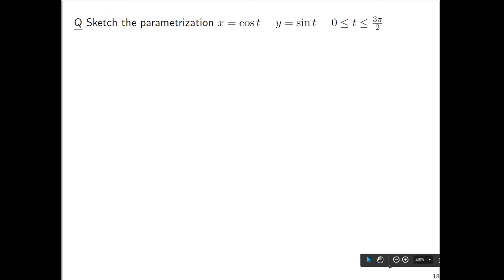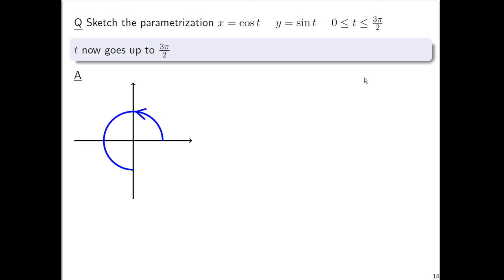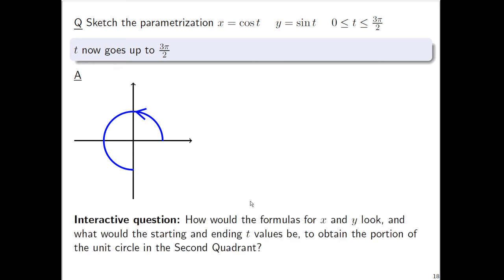So let's talk about sketching the parameterization x equals cosine t, y equals sine t. The x and y formulas are back to what they used to be. But now look at the t values, we're looking at a bigger collection of t values. It's not 0 to pi, now we have 1.5 pi. So we have more, right? This goes up to the angle 3 pi over 2, which is the 270 degree angle.